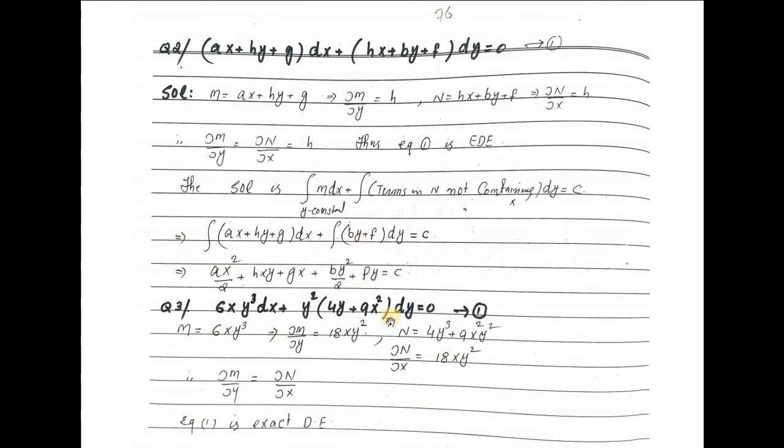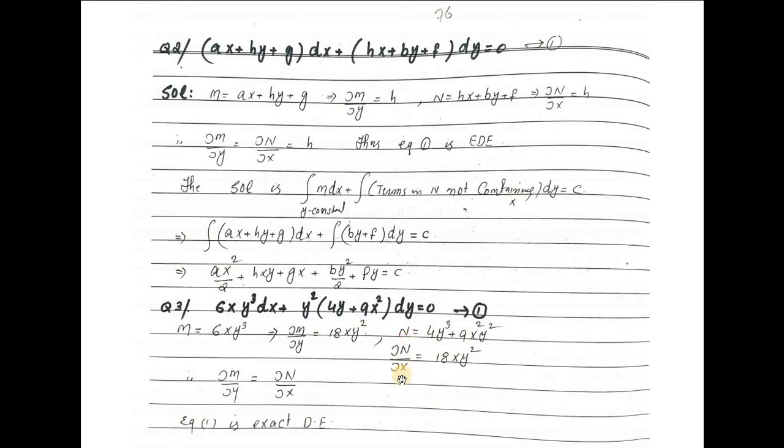Another question, this is the differential equation. First part is m, second part is n. Differentiation of this equation with respect to y. If we have to partially differentiate m with respect to y, we have to treat x as constant. So partial derivative of m with respect to y is 18 xy square.